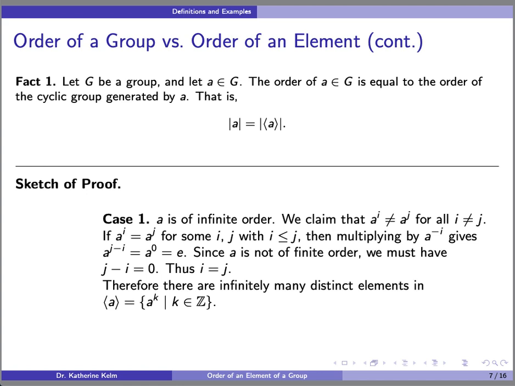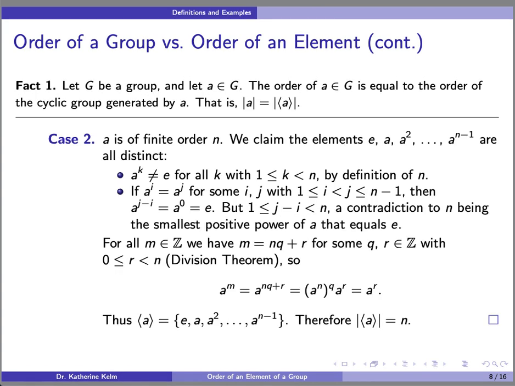If A to the I is equal to A to the J for some I and J, without loss of generality, we could suppose that I is less than or equal to J. Then if we multiply both sides by A to the -I, we will get A to the J minus I equals A to the 0, which is E. But since A is not of finite order, we must have J minus I equaling 0, because we've raised A to the J minus I and gotten E. Thus, I must be equal to J. And therefore, there are infinitely many distinct elements in the cyclic group generated by A.